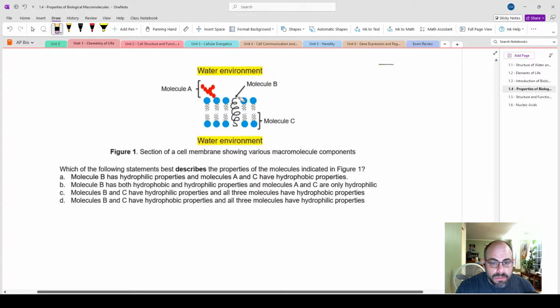I like that because B has hydrophilic and hydrophobic, right? This is a phospholipid membrane. And both A and C are only hydrophilic. Yeah, C is not though. B and C have both hydrophobic and hydrophobic. I think D is the correct answer.